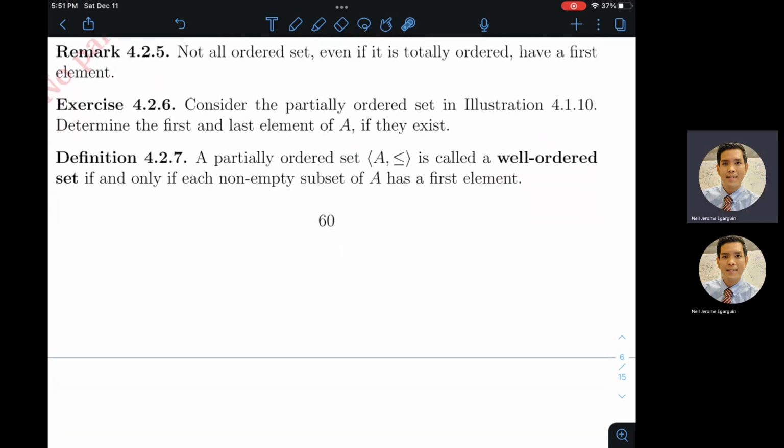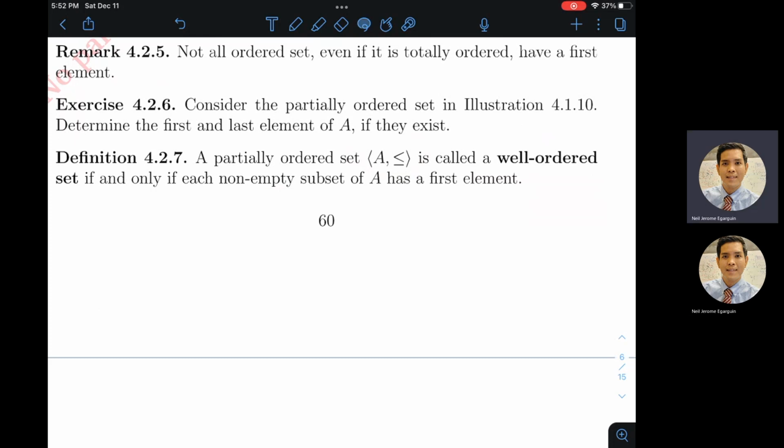Kung wala, bigyan natin ng magandang pangalan yung mga partial orders, yung mga posets na laging may first element. At tatawagin natin sila yung mga well-ordered set. Okay? And that's in definition 7. A poset, A together with a relation with a partial order less than or equal to, is called a well-ordered set if and only if each non-empty subset of A has a first element.